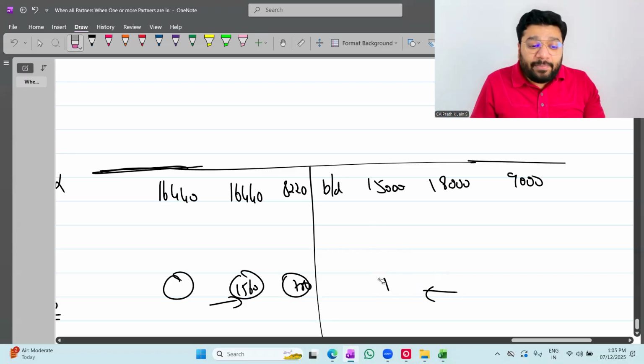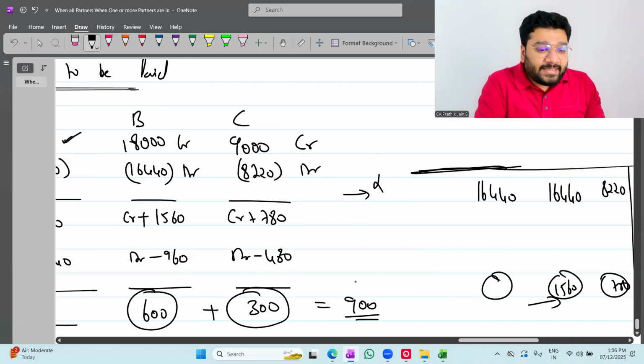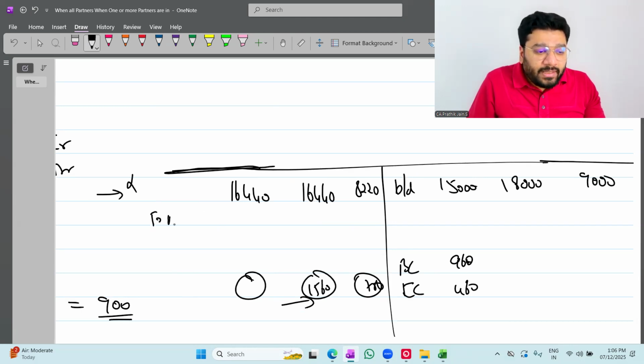B's capital, C's capital to A's capital. So in A's capital, by B's capital, by C's capital, how much amount? 960, 480. And to A's capital, 960, 480. Any problem?